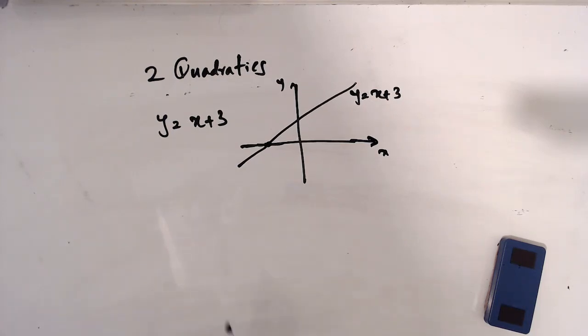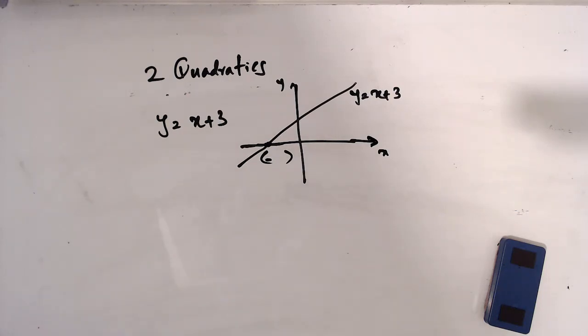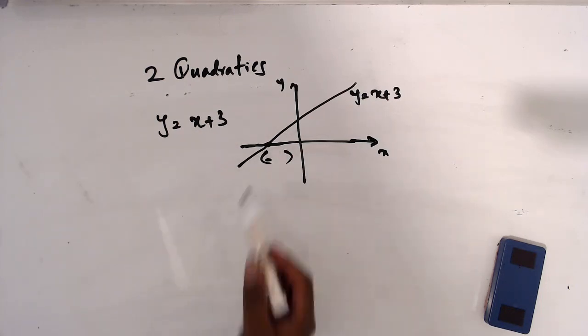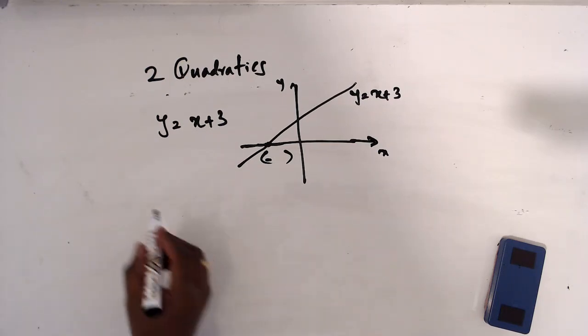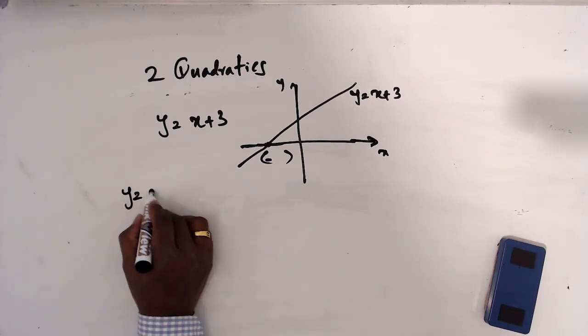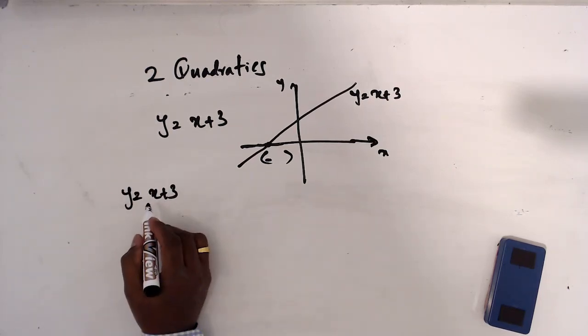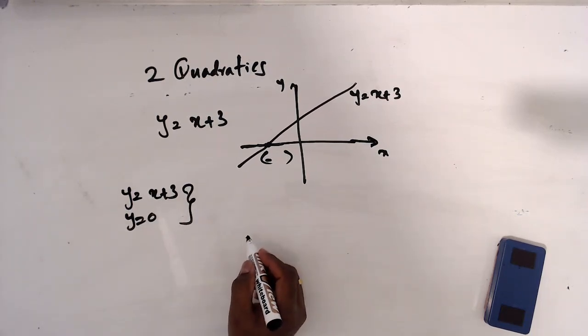So what is the root of this y equal x plus 3? We know that it has one root because it cuts the x-axis only one time. So how do you find this root? You have to solve simultaneously two equations. What are they? Y equal x plus 3 and y equal 0. You want to solve them together.